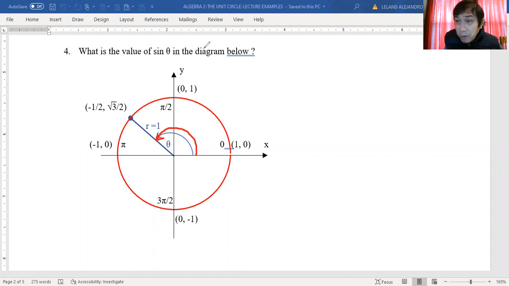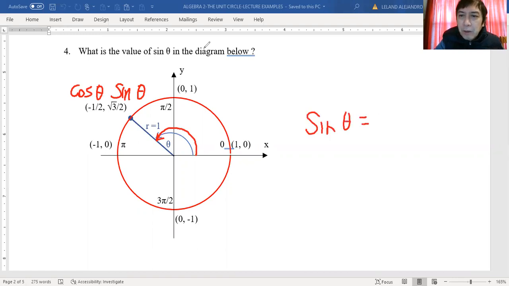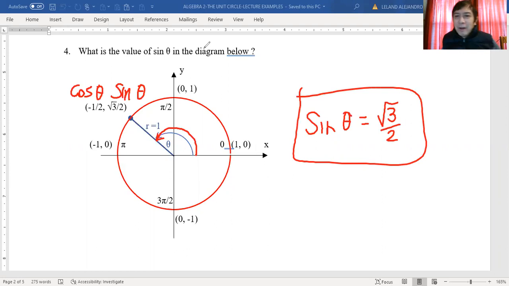And there's the point over there. This must be the cosine, and this will be the sine. The sine is for the y, okay? So that means the answer is square root of 3 over 2. Sine of theta is square root of 3 over 2. There. That should be the answer.